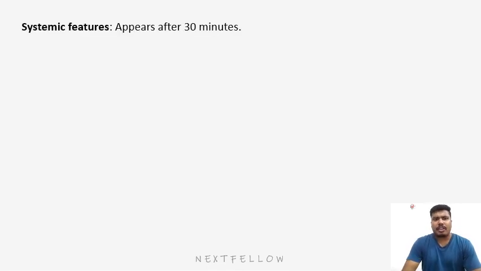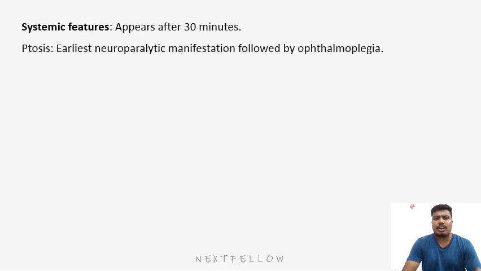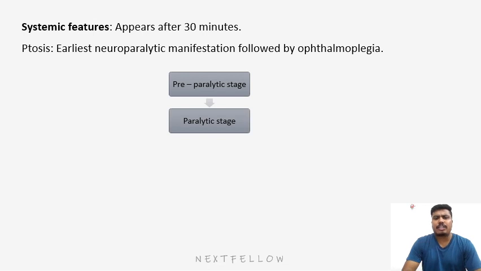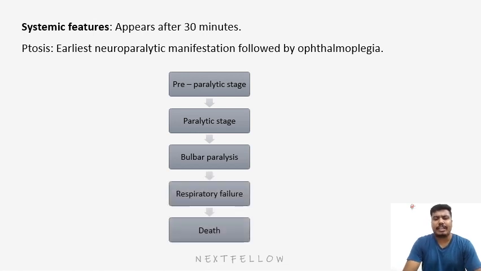Now we will learn about the systemic features of elapid bite. Okay, as the venom is neurotoxic, the systemic features appear after 30 minutes, and ptosis is the earliest neuroparalytic manifestation, which is then followed by ophthalmoplegia. Firstly there is a pre-paralytic stage in which the patient has giddiness, lethargy, vomiting, weakness. Then there occurs the paralytic stage in which first is ptosis, which is then followed by dyspnea, dysarthria, diplopia. Then this is followed by bulbar paralysis, and then respiratory failure and ultimately death.